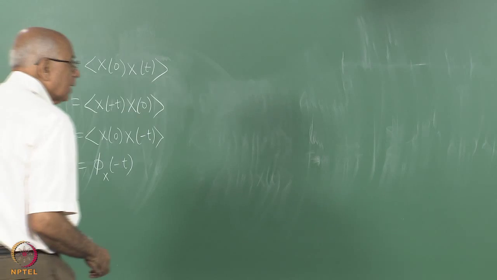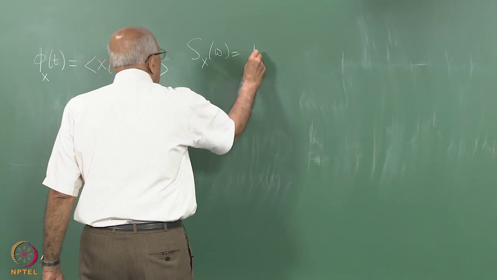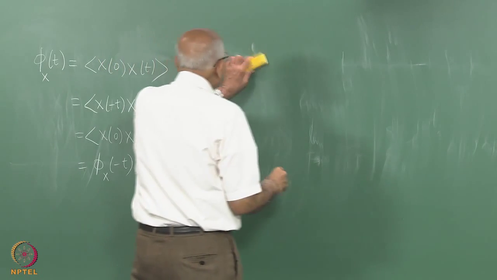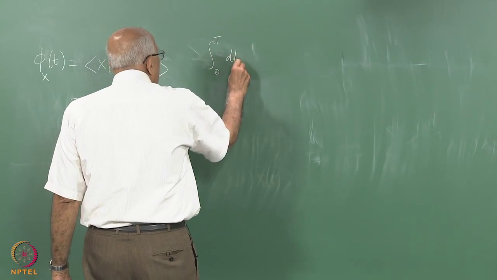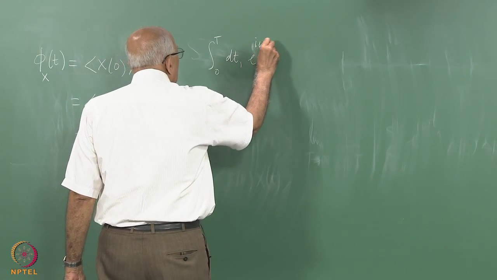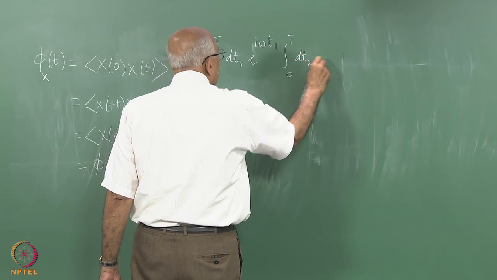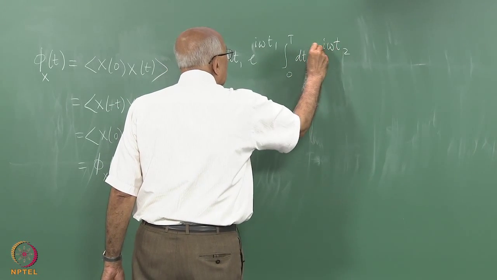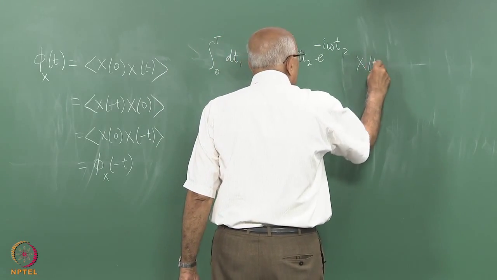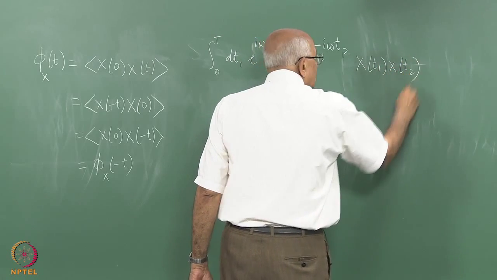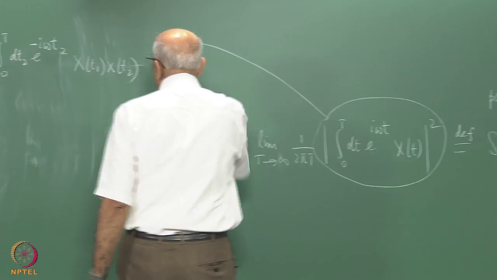Okay, so let us look at what this S_x of omega becomes. Equal to the limit, which I will omit, and let us just look at the integral. Let us look at that thing alone. So you have integral 0 to T dt1 e to the i omega t1, integral 0 to T dt2 e to the minus i omega t2, with a minus sign because I want the complex conjugate of that, x of t1 x of t2. That is what this quantity is. This modulus squared is equal to that.